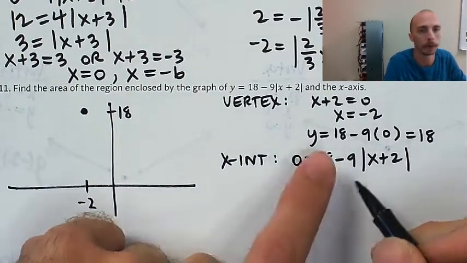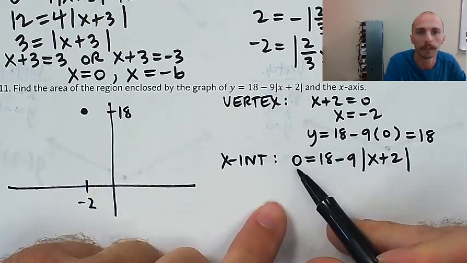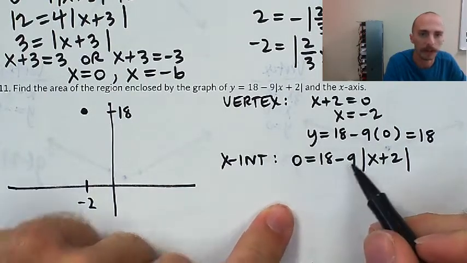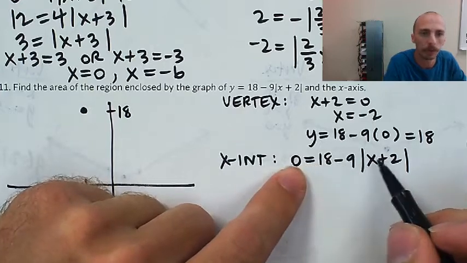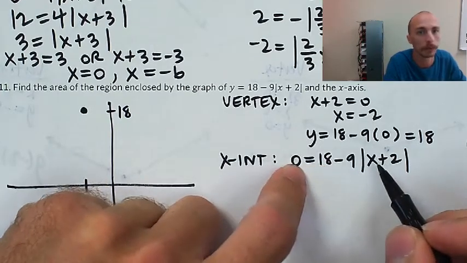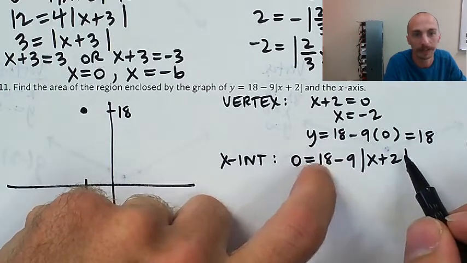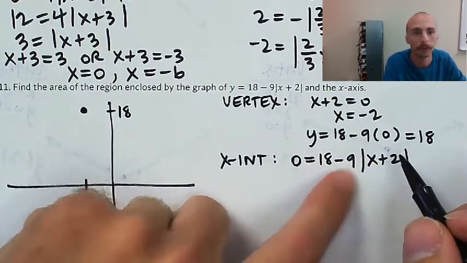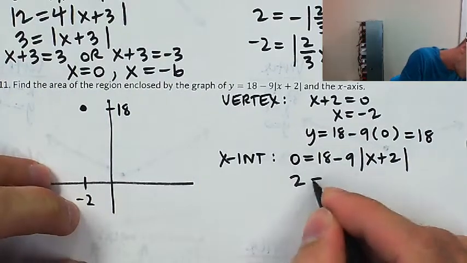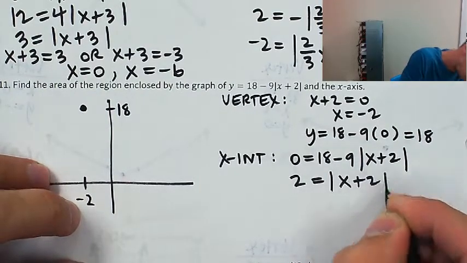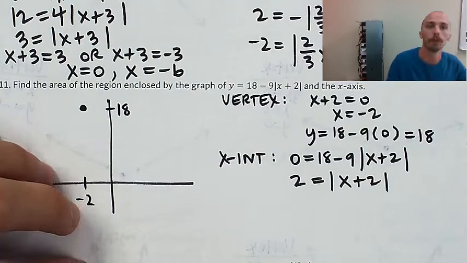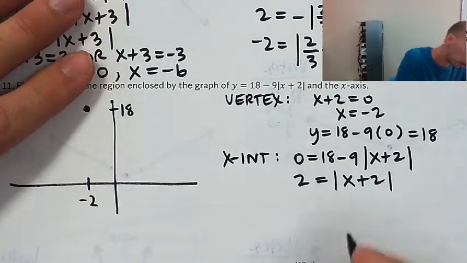Maybe, and if you're not there yet, just subtract 18 from both sides and then divide both sides by negative 9. But maybe you can see that in order for this equation to be true, you need this absolute value to be 2, right? Because 18 minus 18 is 0 and 18 is 9 times 2. So we're going to say 2 equals the absolute value of x plus 2. And if the absolute value of a number is 2, then that number is either 2 or negative 2.